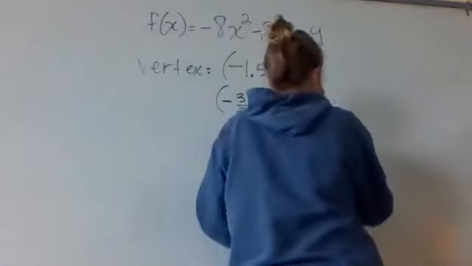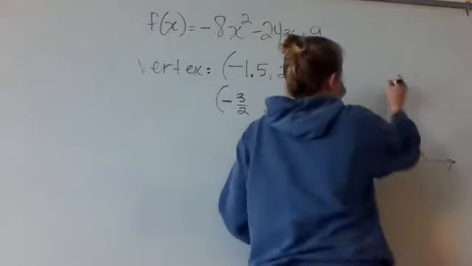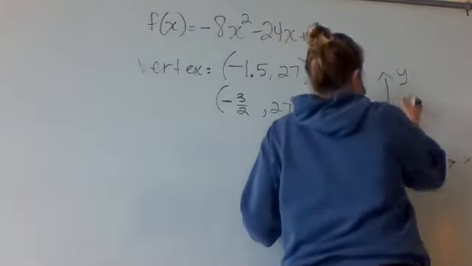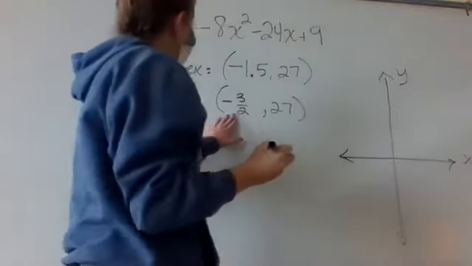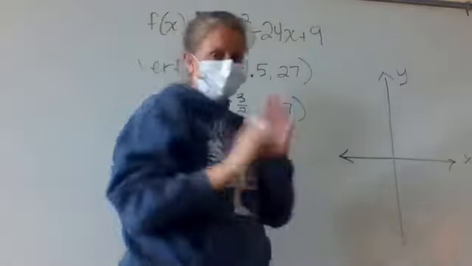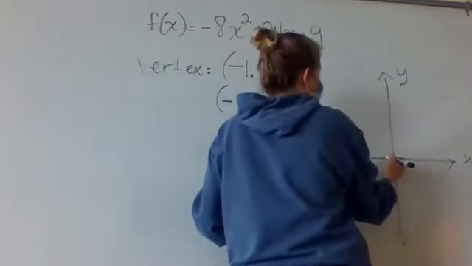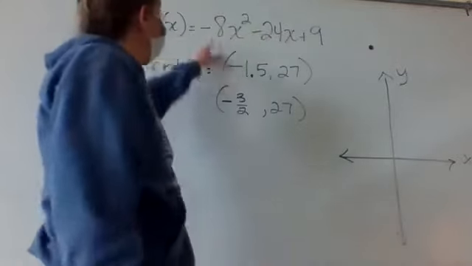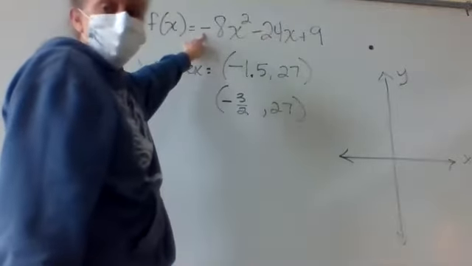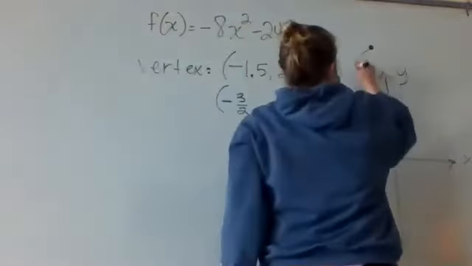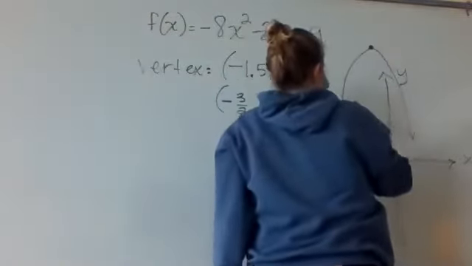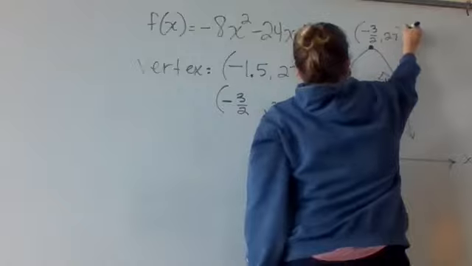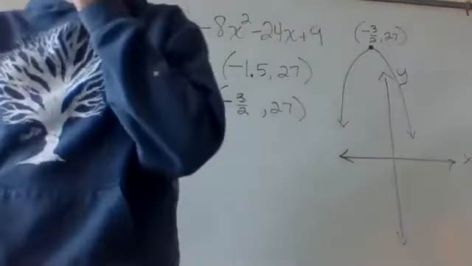Let's go ahead and just sketch this out so we can see what we're talking about. So it's to the left 1.5 and then up 27. I'm just going to do a rough sketch. So I'm just going to say left 1.5, up 27. So my vertex is somewhere up there and my parabola was upside down. So there's the vertex up there at the top of that parabola.